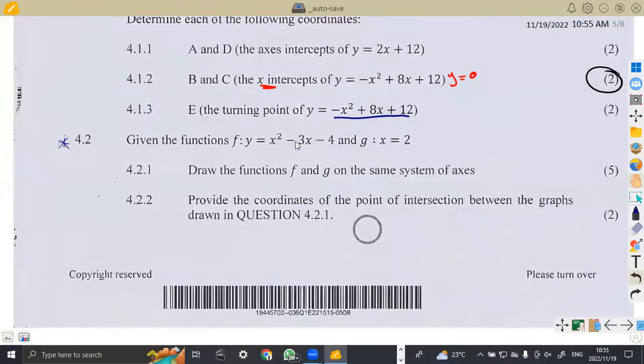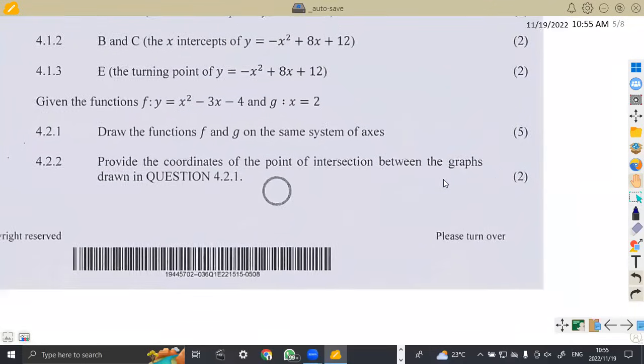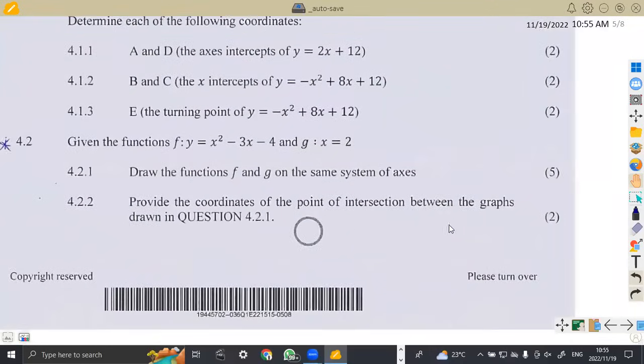Okay, then we've got 4.2 where actually we are asked to draw, given these functions, draw the graphs that we are given. Okay, so let me just remove this other part. Okay, so we are given two functions to work on, and we have to draw these functions on the same axis. There we actually need a graph.